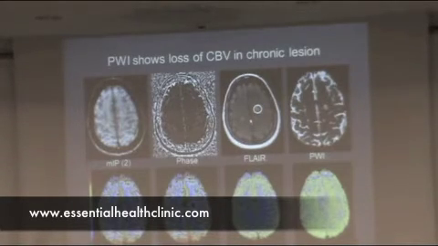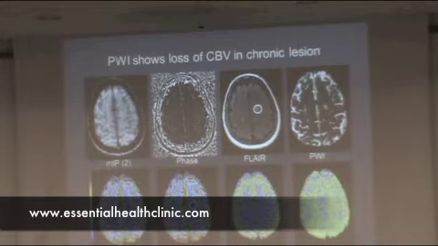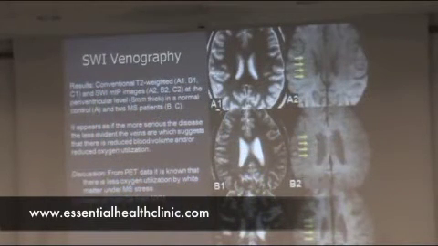But on a chronic lesion, something that's been around for a long time, like this one, if you look here at the cerebral blood volume, there's basically nothing left. If there's no blood getting into that tissue, it will become ischemic, eventually necrotic, and it won't function anymore. If it has no blood supply, it's not going to function. So clearly you don't want lesions to be around for too long. You don't want them to get chronic.